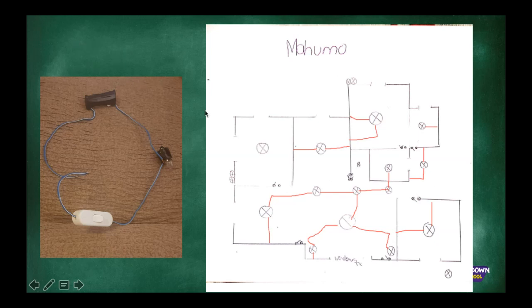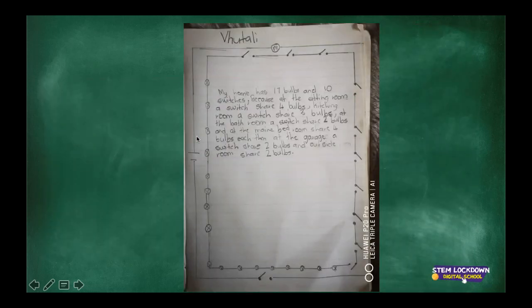Alrighty. Then we also received work from Vutadi. Thank you so much, Vutadi. So he did his circuit. As you can see, he made it like a border, which is extremely creative.